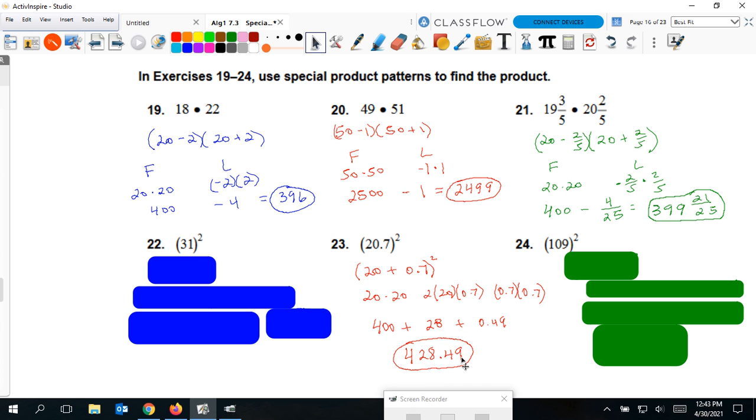There you go. All right, so go ahead and try. Same thing for 22 and 24. This is going to be like 30 plus 1. This could be 100 plus 9. That would be easy to do. So try the same thing for 22 and 24, and then play it to check your answer.